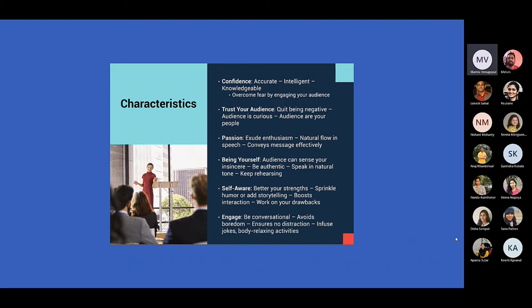Next is engaging with your audience. This helps to keep the speech conversational. This avoids your crowd from getting bored and distracted. So you can also infuse some jokes and body-relaxing activities to keep their focus till the end. So guys, any other characteristics you'd like to add? Any one of them?